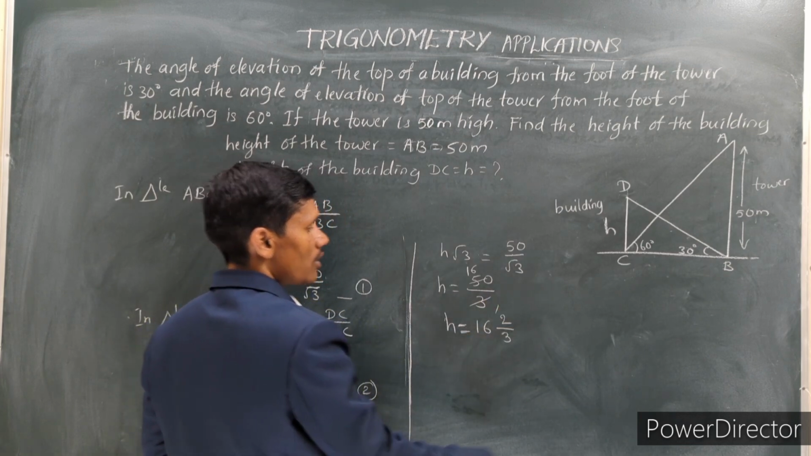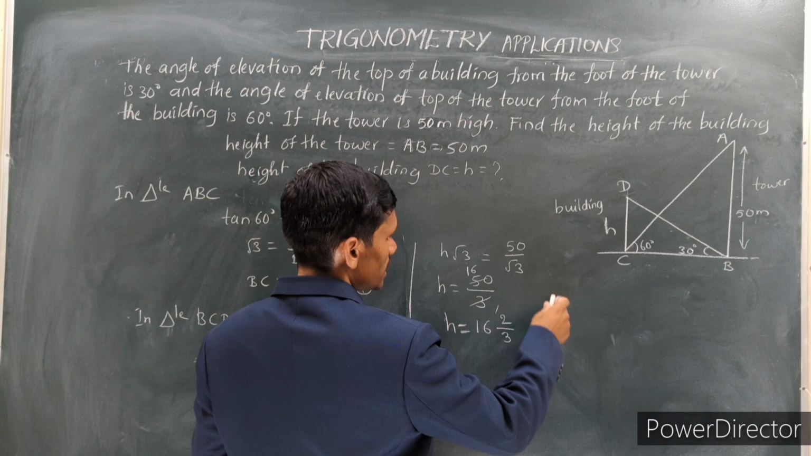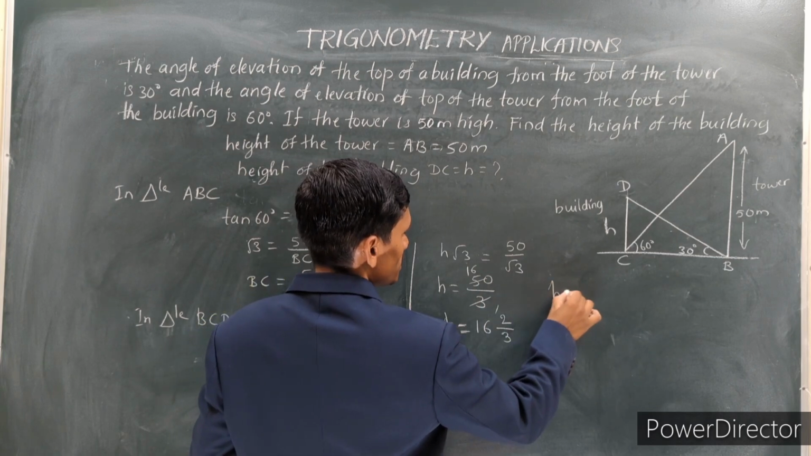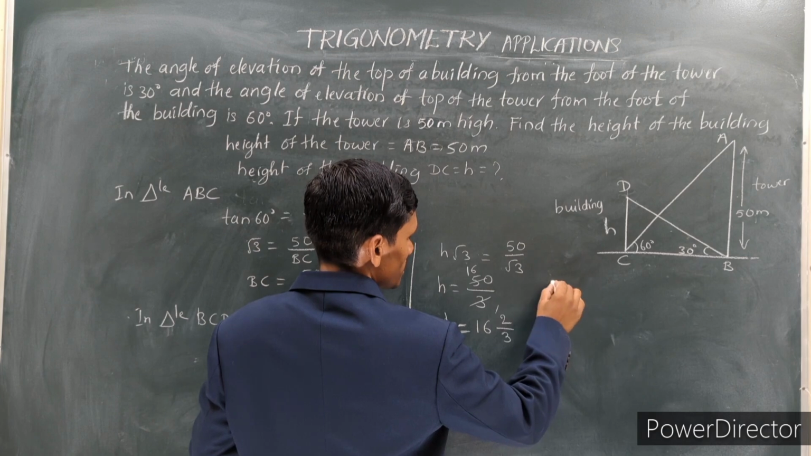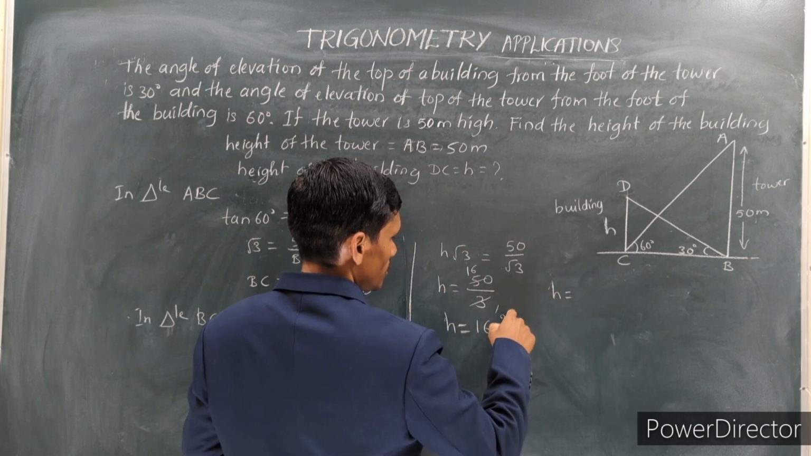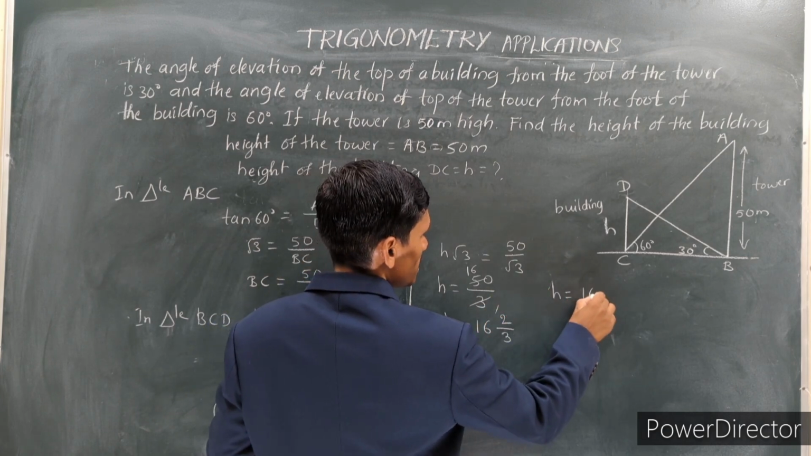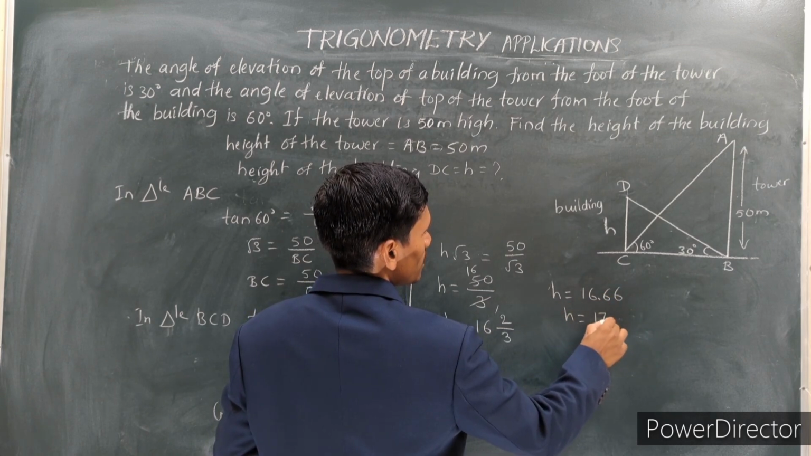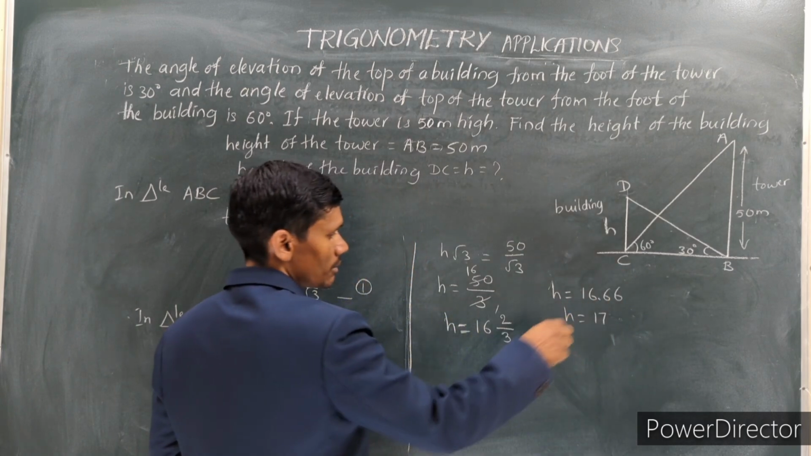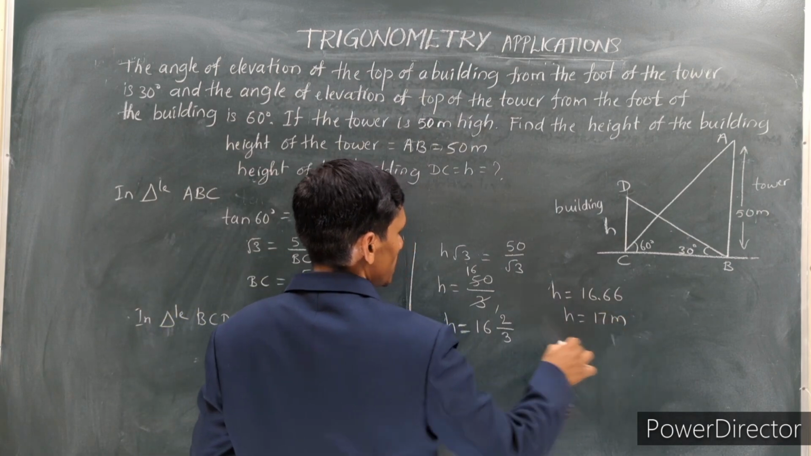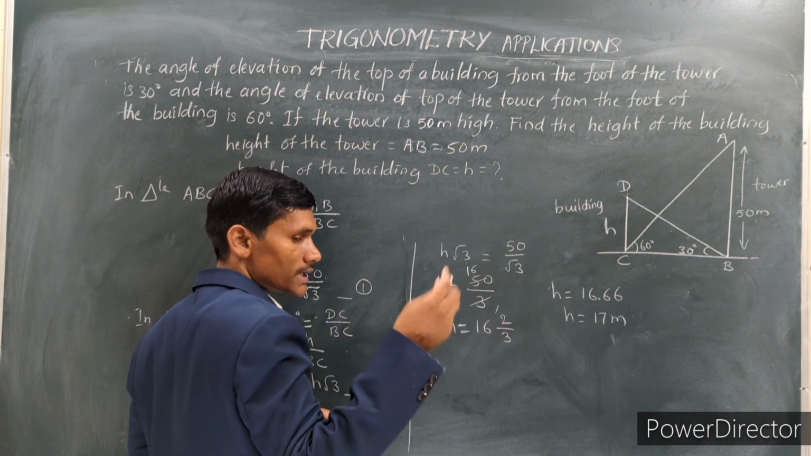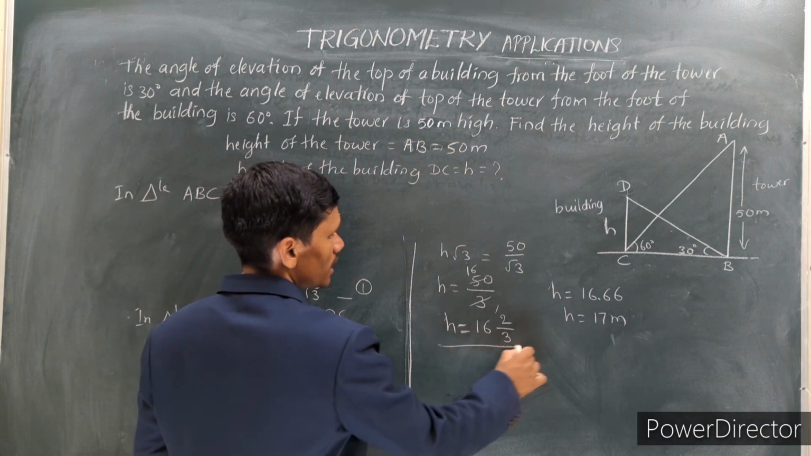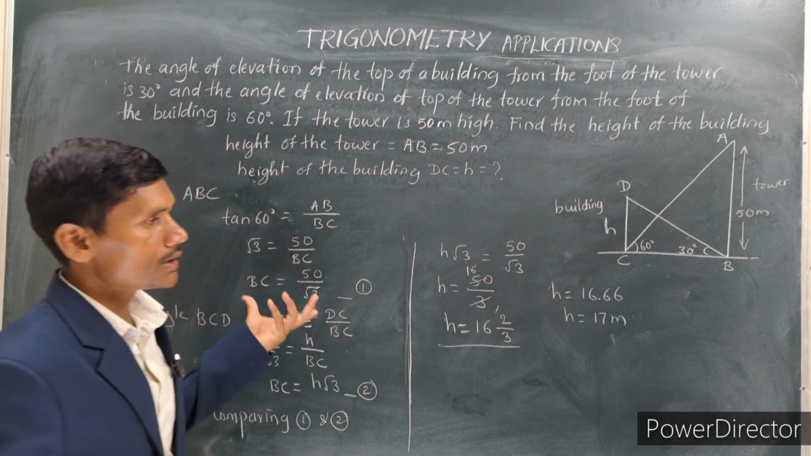You can write it like this, or if you do further cancellation up to the decimal points, h is equal to 16.66 and it continues. So h is equal to 17 also you can take, by rounding up that number. 17 meters also you can take if it is required. If they ask you to round off and write the answer, you can do that, otherwise you can stop here. So this is the answer for this.